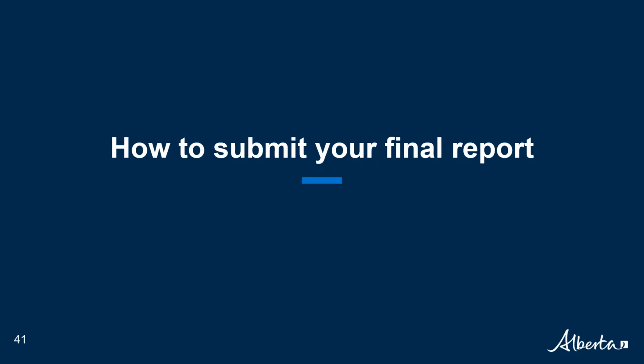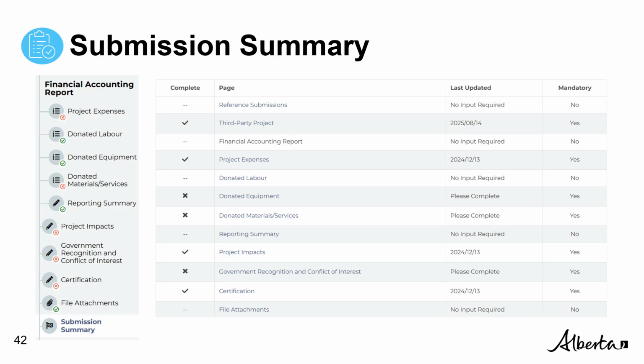Now that your final report is complete, we will show you how to submit your grant final reporting. The final step of your final report is the submission summary page. This page summarizes all the previous pages you have completed. To be able to submit your application, you will need to see check marks in the complete column for all the mandatory pages. You will also see this indicated in the application menu, identified with green check marks. If any of these pages have an X in the complete column or the main menu, this indicates something was missed on that page that needs to be addressed before you can submit.